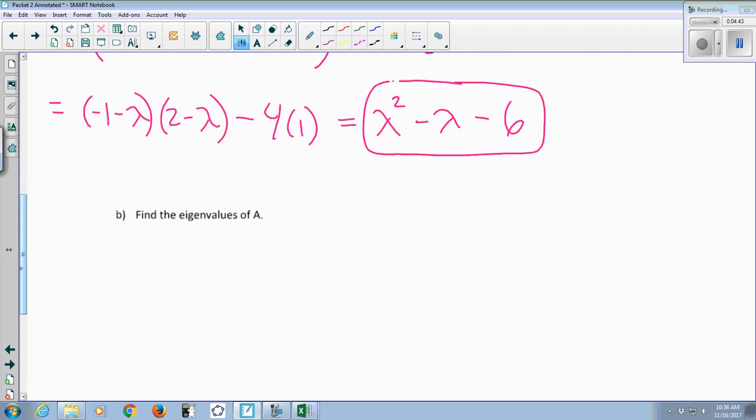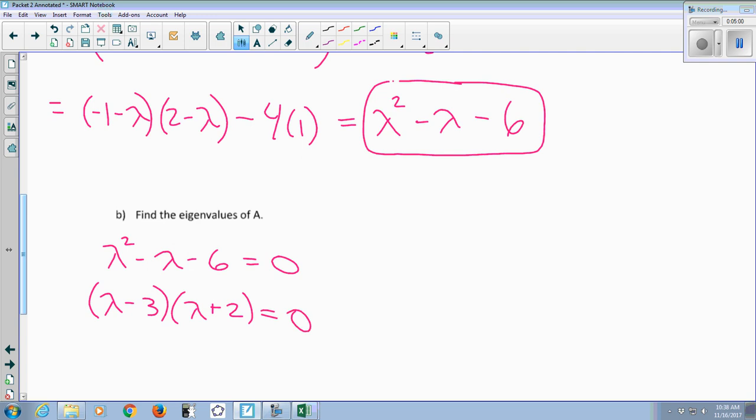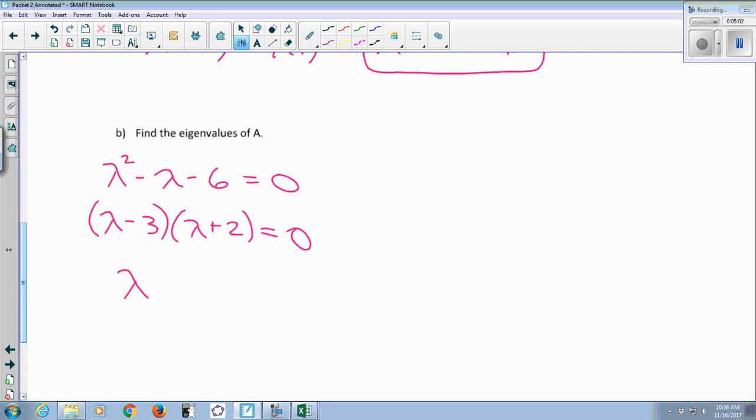And then to find the eigenvalues of the matrix A, you just set the characteristic polynomial equal to 0 and solve it, and you'll have your eigenvalues. So this factors to lambda minus 3 times lambda plus 2. Set each factor equal to 0. So you get lambda is 3 and -2. You get 2 lambda values, 2 eigenvalues for this matrix.